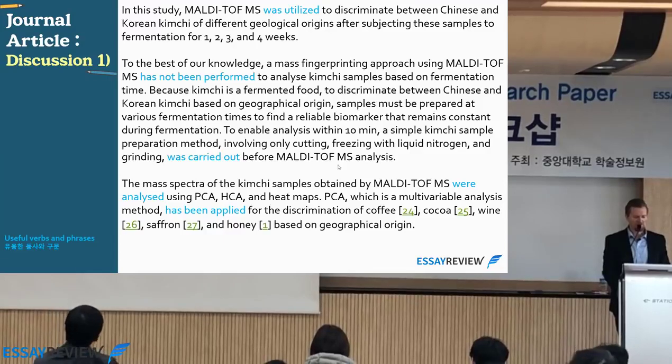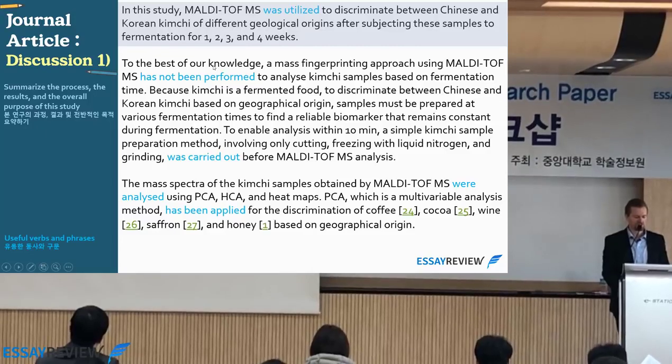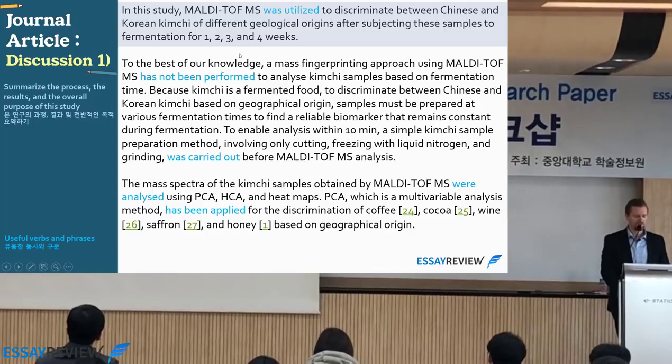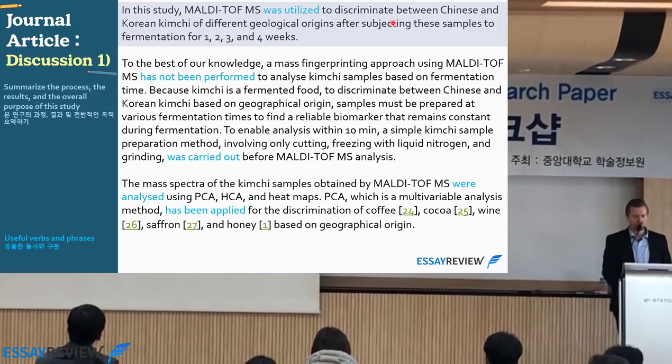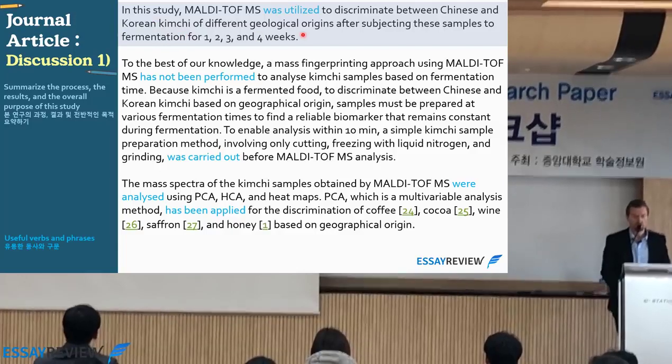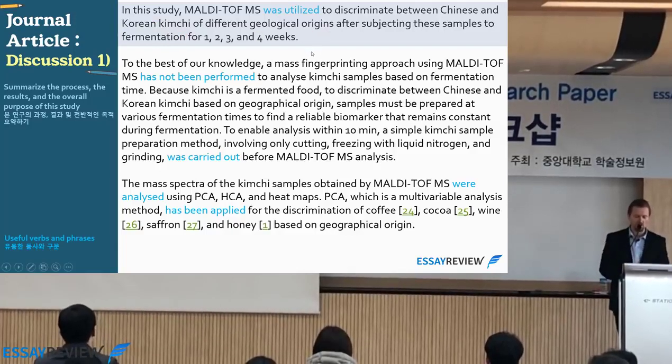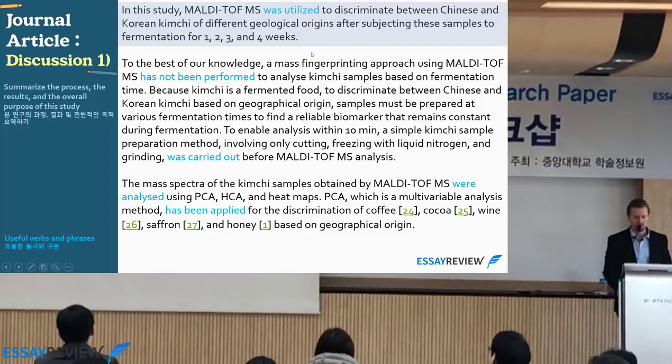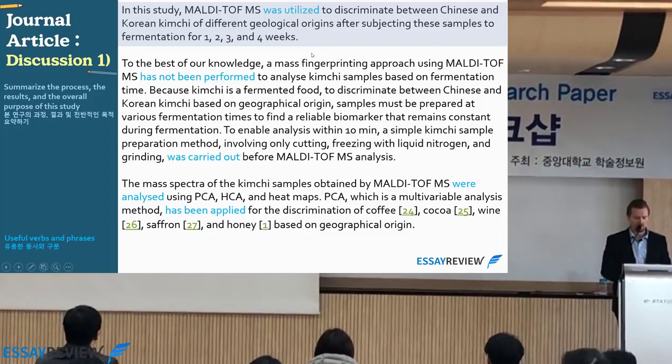Okay, in this discussion, they have not used any headings for some reason. There's no headings. But they've still organized each paragraph, they're each one paragraph, by topic. So they start by summarizing the process, the results, and the overall purpose. So in this study, MALDI TOF MS was utilized to discriminate between Chinese and Korean kimchi of different geological origins. So you'll see this sentence in your introduction too. The discussion and the introduction have a lot in common. The discussion just has a lot more about what the results mean and why they're important.